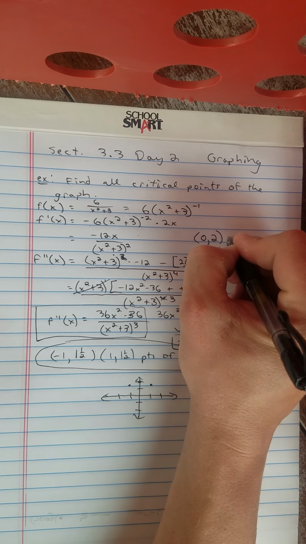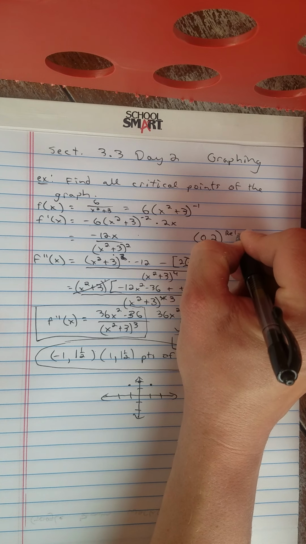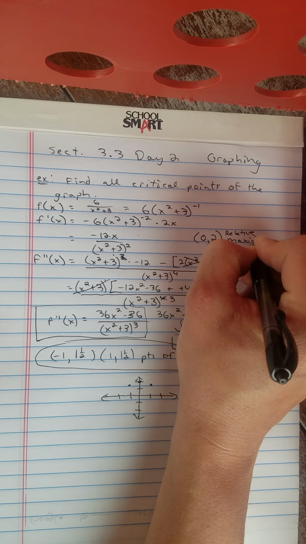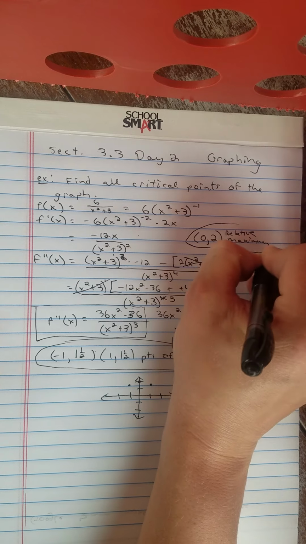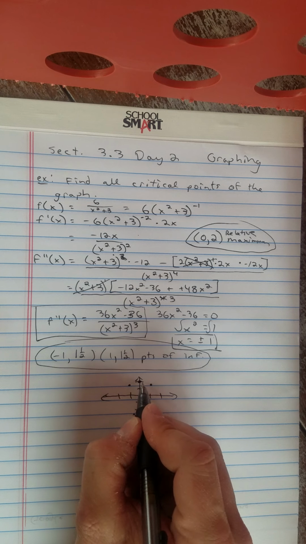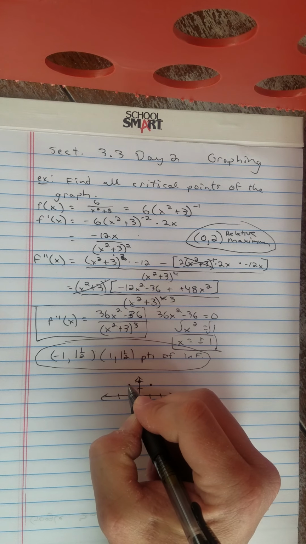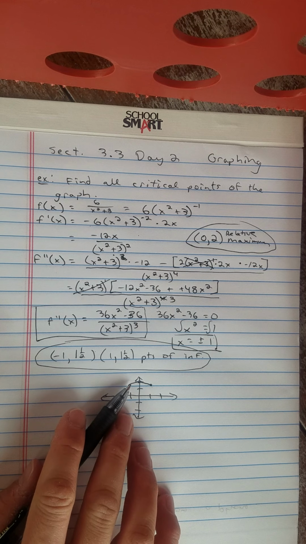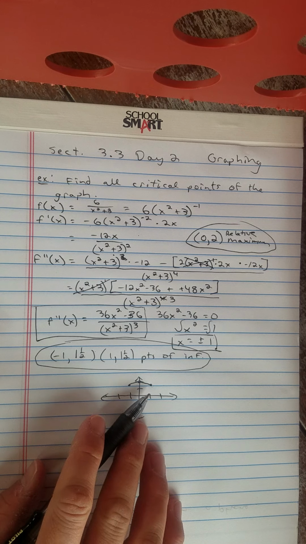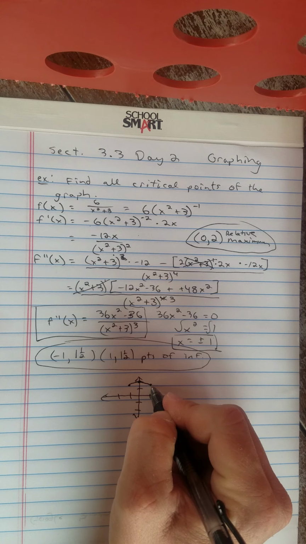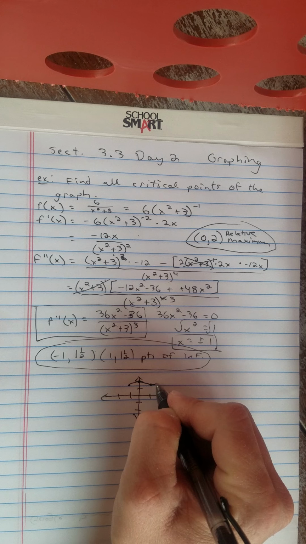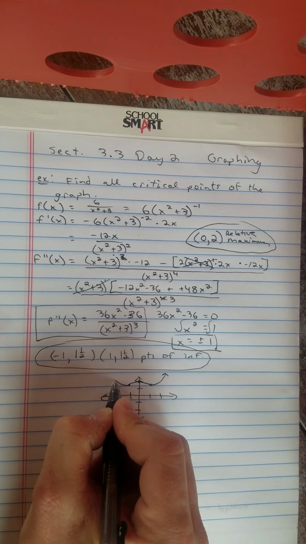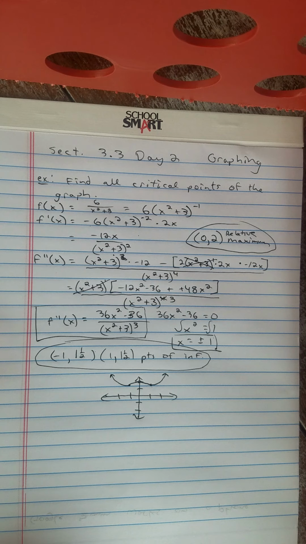0, 2 must have been a relative, or potentially an absolute, but it was a maximum because it's above those 2 points. So in all likelihood, here's what we have. We probably have a concave down graph on both sides of 0, 2. So it's concave down there, it's a frowny face. And then what in all likelihood happens is this. It changes course forever into a smiley face and into a smiley face again.